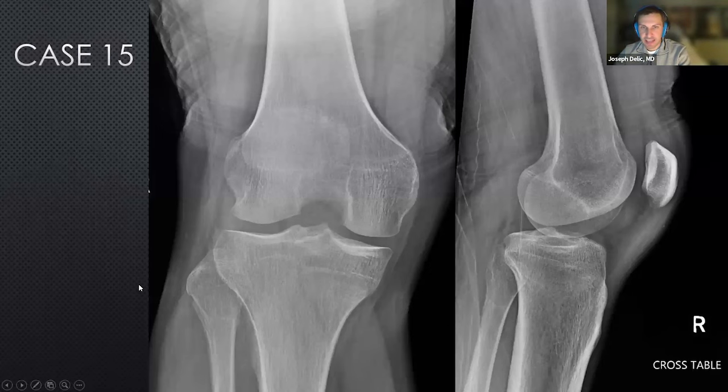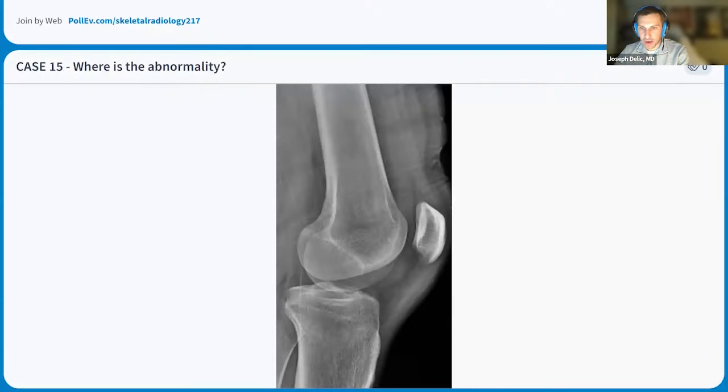Okay, so case 15, we're going to be taking a look here and focusing on our lateral image. And the next question we're going to be looking at is where is the abnormality? So we had a patient that fell and they come into the ED with this knee x-ray, and I want to see where the abnormality is.